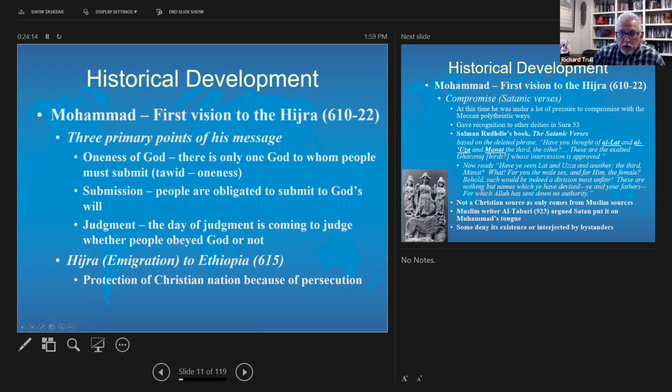His main message at this time was the oneness of God. There is only one God to whom people must submit. This is called the Tawhid, oneness. And so that, of course, conflicted very much with the thinking of a lot of the people of that time, and certainly went against the Meccan leaders, because that drew people in. They made money off of the gods and goddesses.